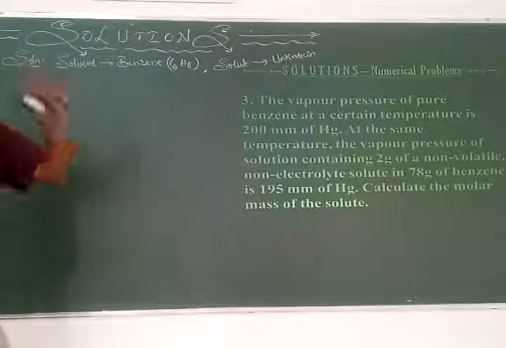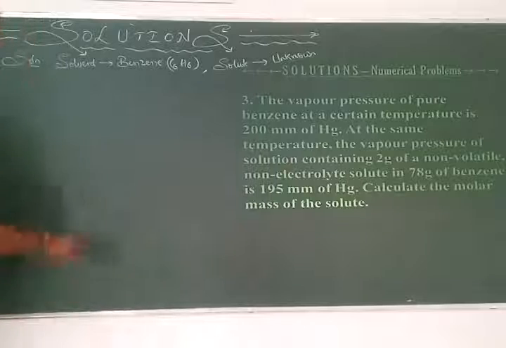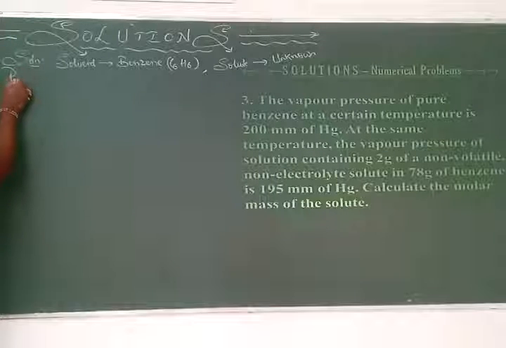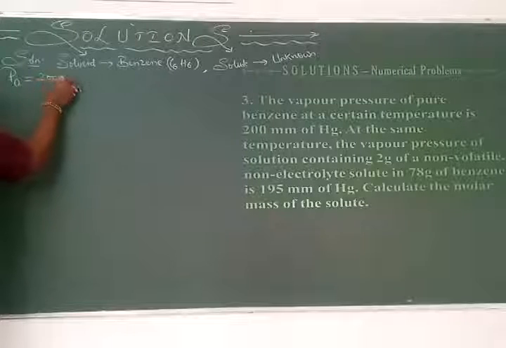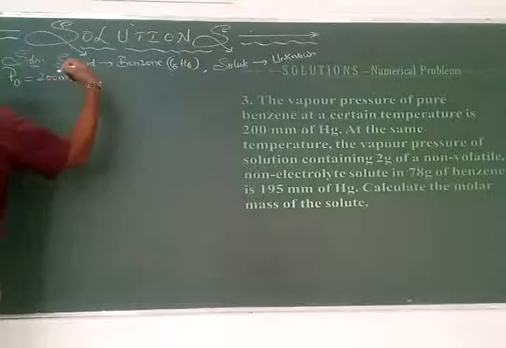Okay. Let us start this. The vapor pressure of pure benzene. Vapor pressure means P with benzene means it is a solvent. Solvent means it is a naught. That is equal to how much? 200 millimeter of which one? Mercury.